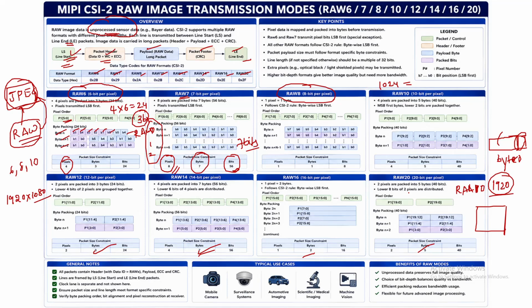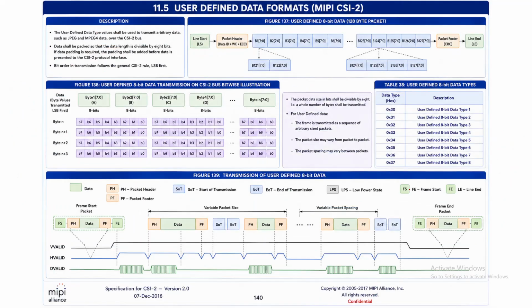Some user defined data are also there. User defined data means any type of data we need to transmit, either a JPEG image, a compressed stream, or video. That is the user defined data. It defines what type of data you are transmitting, either RGB data, YUV data, or raw image data. Any type of data, and that depends upon the user.